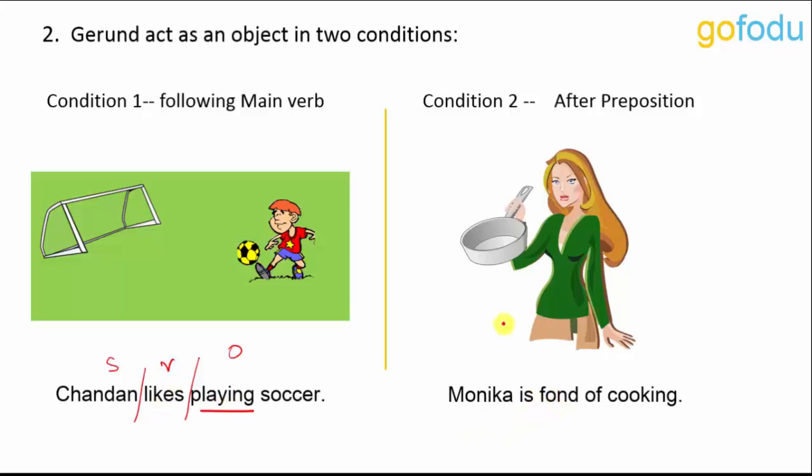Or it can be placed after preposition at the end. Monica is fond of cooking. Now here verb is this, this is object, this is subject. So it can be placed after the preposition of.